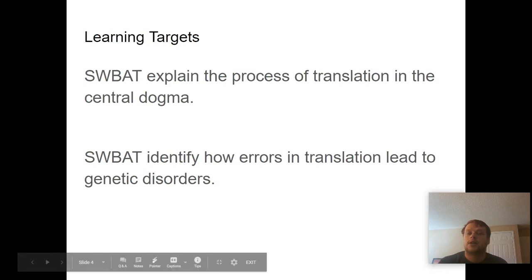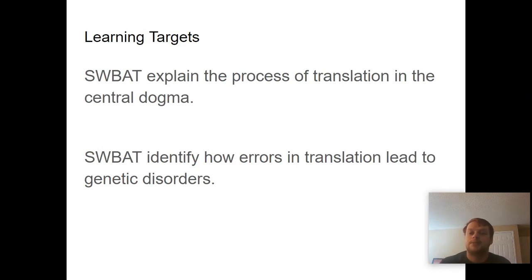So here are our learning targets for today. You guys need to be able to explain the process of translation. Remember, we've already learned about replication and transcription. Translation is our final step. And identify how errors in translation lead to genetic disorders. Next class, we'll get into this one more specifically when we talk about mutations.